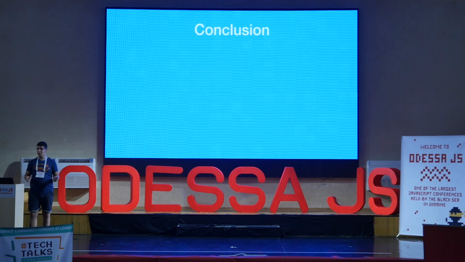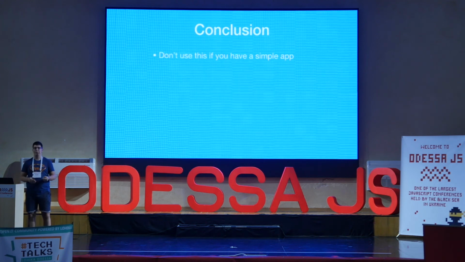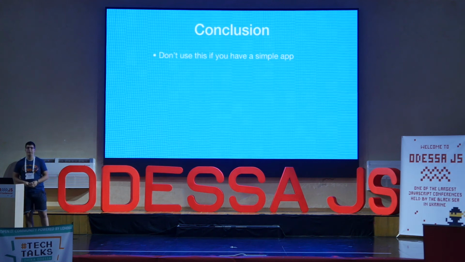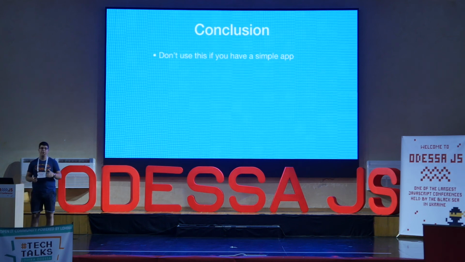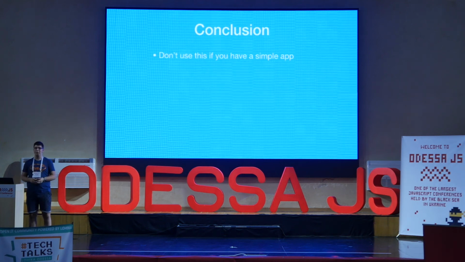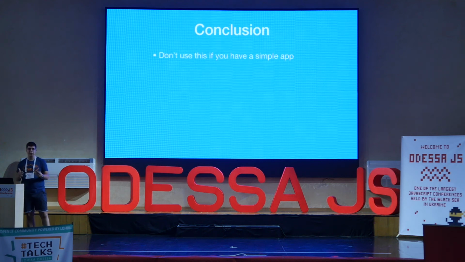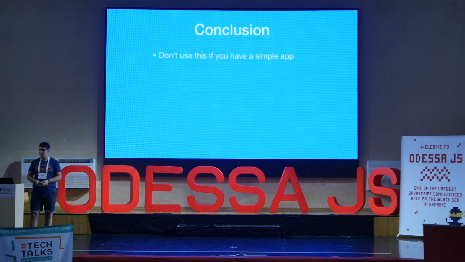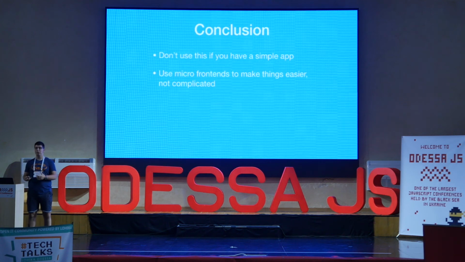So what we learned today: if you have some simple app, like some blog or a static page, you really don't need this. This is made for bigger companies, for bigger teams, where they have bigger apps with a lot of interactions. For example, a hotel booking website is an amazing use case, or a flight booking website. Try to use micro frontends to make things easier, not complicated.